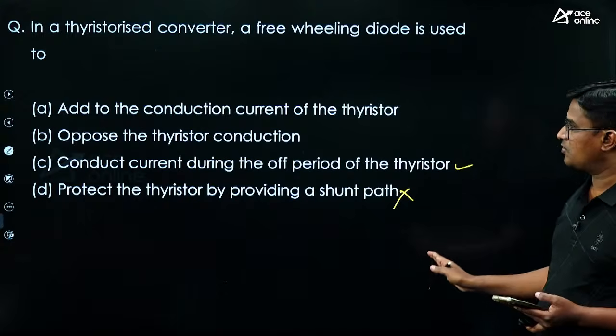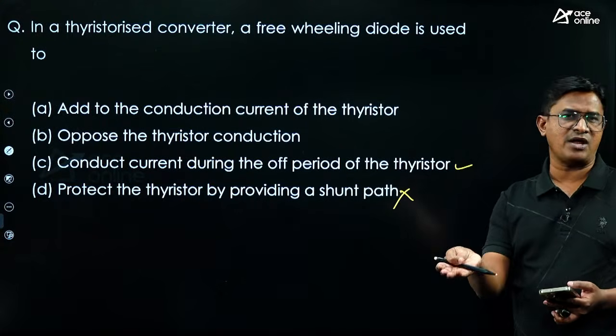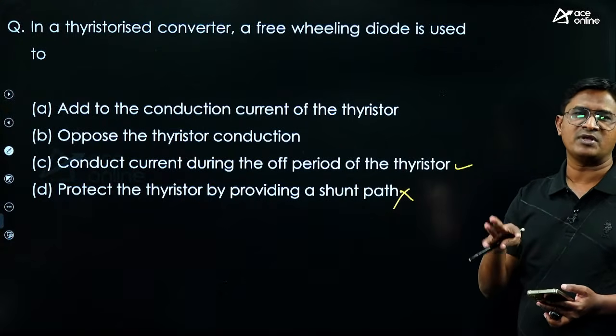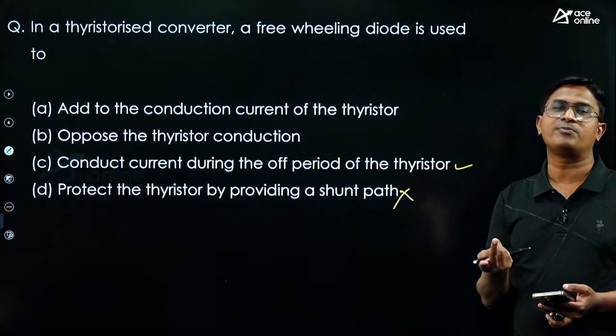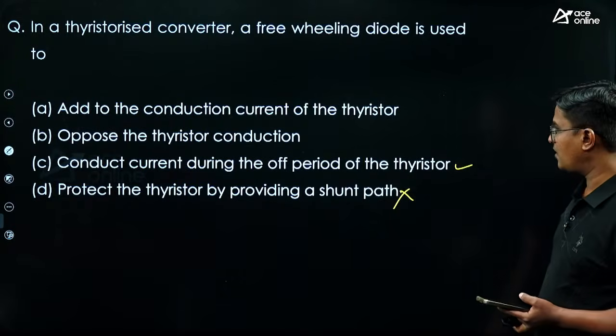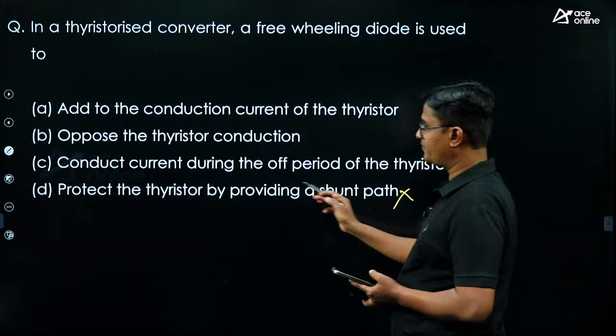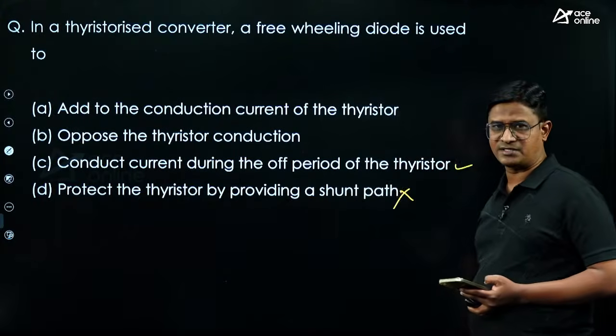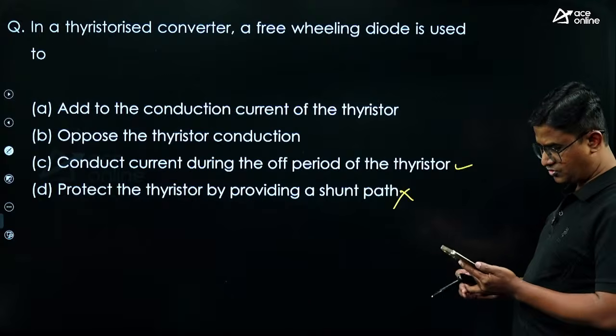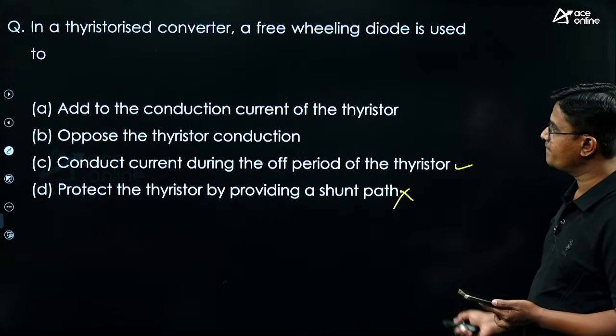So in RL load with freewheeling diode, your freewheeling diode will conduct when my supply voltage is having a negative pulse, alright, and supply voltage will try to turn off your thyristor. So at that time your freewheeling diode will come into the picture, okay? So option C is the suitable answer, right?